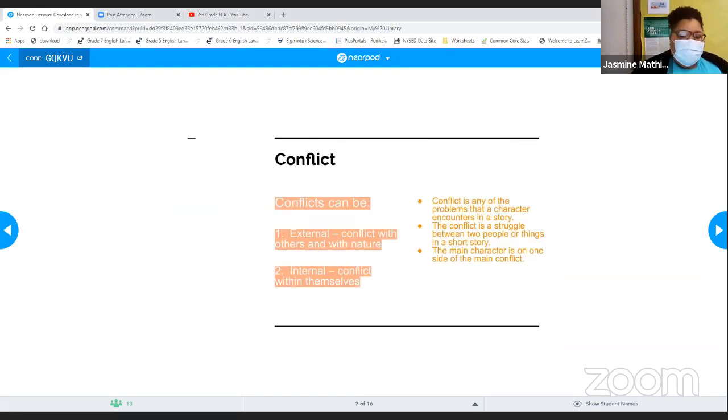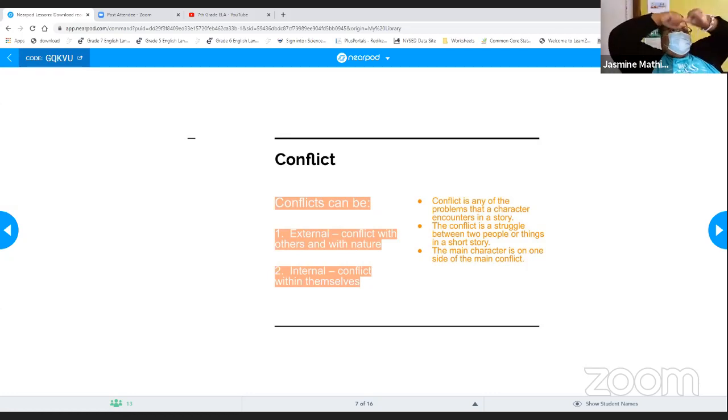So the next one is conflict. When we're looking at conflict, we are talking about any problem that the characters may have, okay? Any problems. And sometimes the conflict can be a struggle between two people or two things. And the main character is typically on one side of conflict. So there's two kinds of conflict.